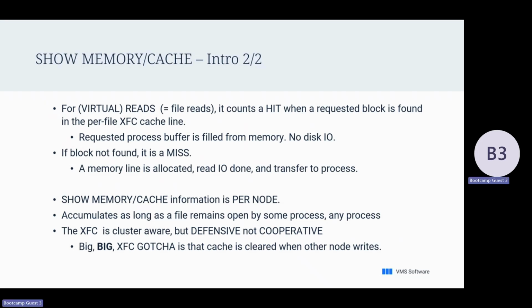SHOW MEMORY/CACHE information is per node. So if we're going to use this, we need to run scripts on every single node. It accumulates as long as the file remains open by some process, any process. So this is a little gotcha. If a file gets opened and closed all the time, then the data could disappear.